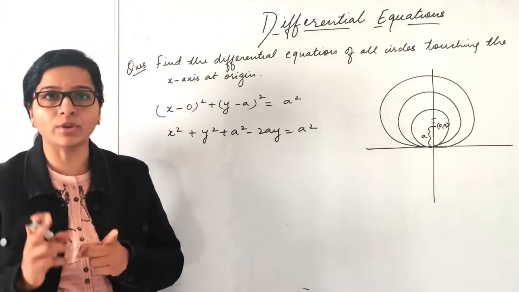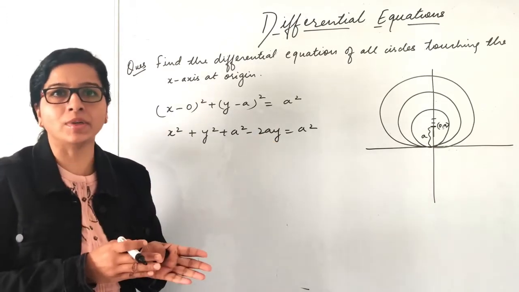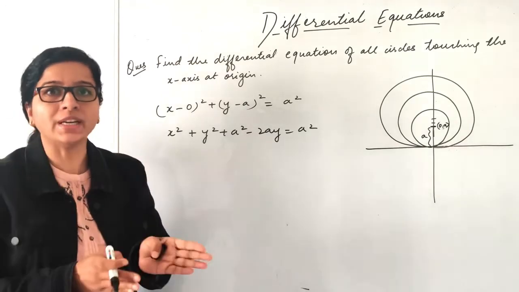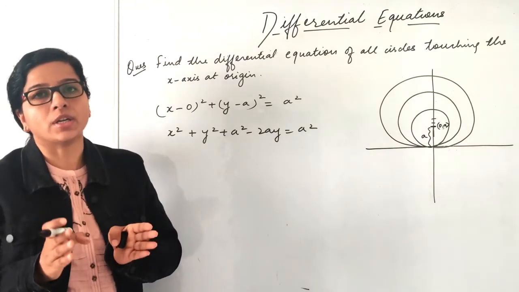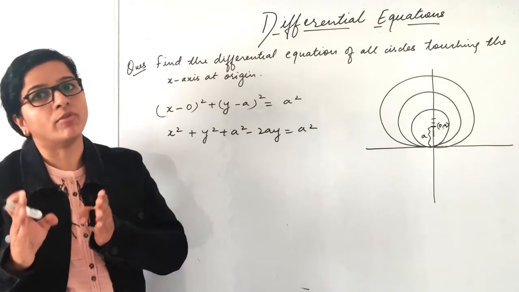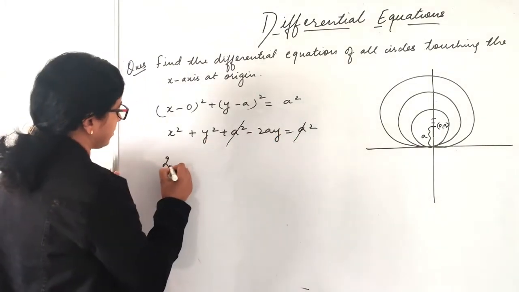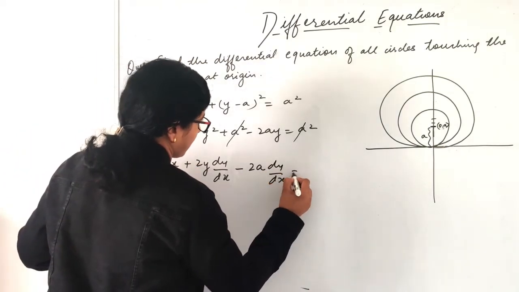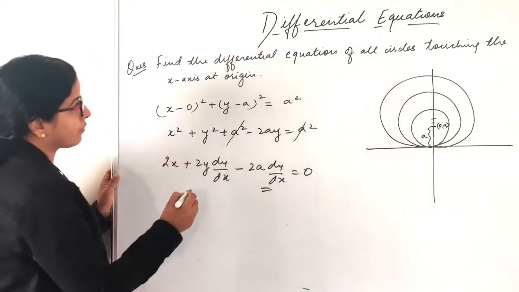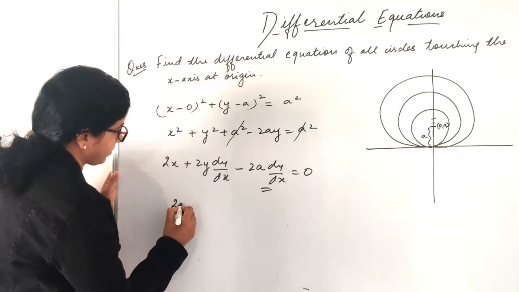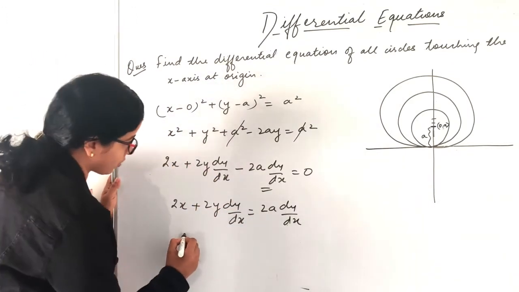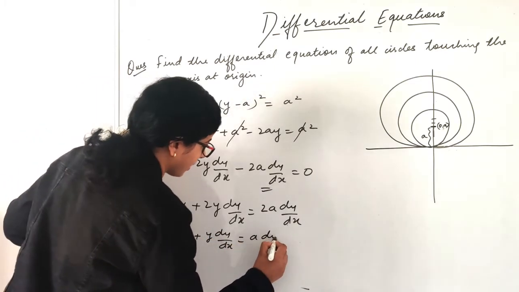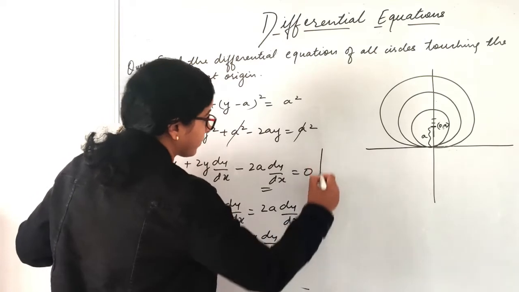So it means I have to differentiate one time, remove that parameter and get a differential equation of order 1. If you are differentiating one time, it means the differential equation what we will get will be of one order. So let us differentiate. Now let us find out the value of a from here. Divide by 2. So I am getting x plus y dy by dx equals to a dy by dx, right?